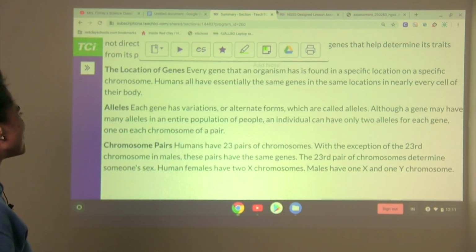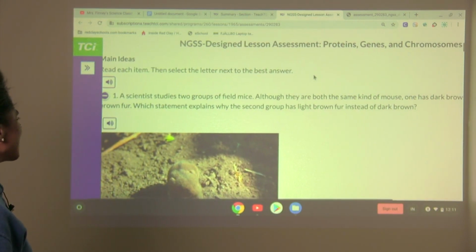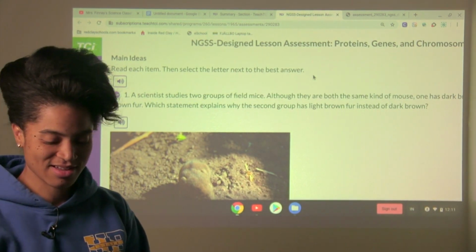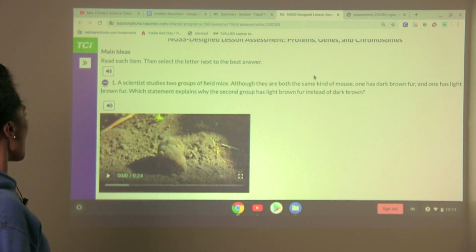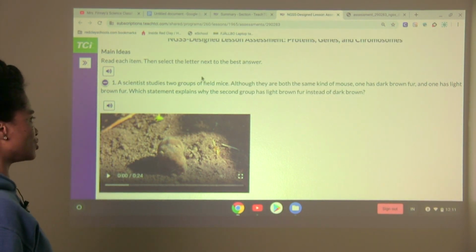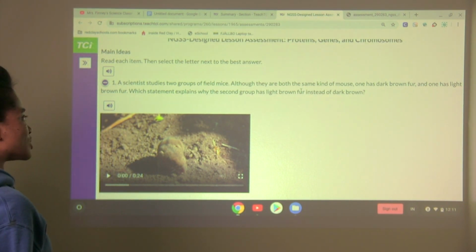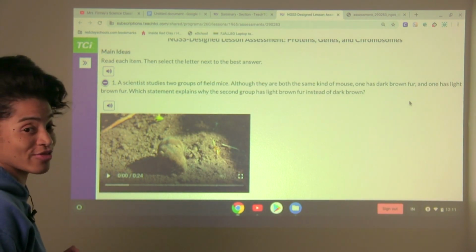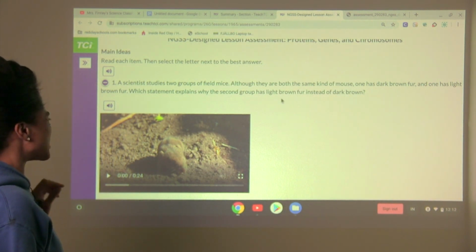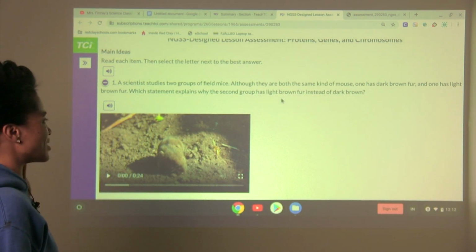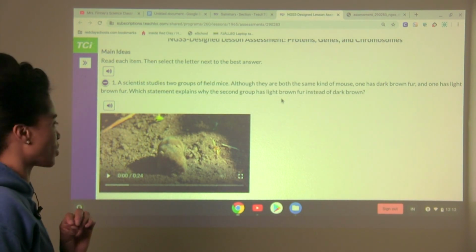Let's take a look here. First question. Here it is. See if I can get this all on one. There we go. We got it. A scientist studies two groups of field mice, although they are both the same kind of mouse. One has dark brown fur and one has light brown fur. Which statement explains why the second group has light brown fur instead of dark brown?